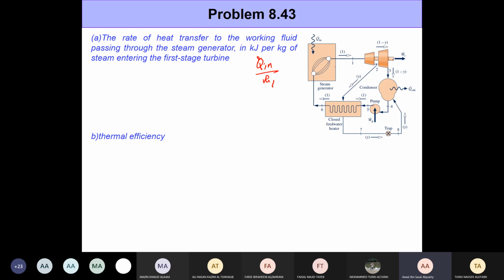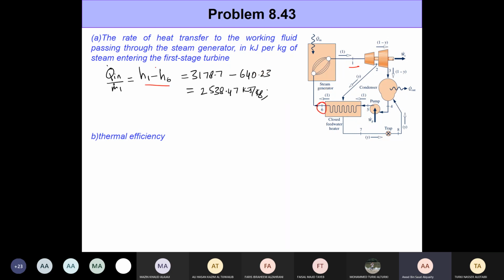Okay, so it's simply a matter of applying energy balance on this steam generator, and as we have discussed several times before, it's simply h1 minus h6, right? So we have these enthalpies directly from the table that we determined just now. You plug in the numbers and you get the quantity here. Again, this is something that we discussed before, but if you're not clear about it, you can talk to me later. But this is something that simply comes from applying energy balance to the steam generator.